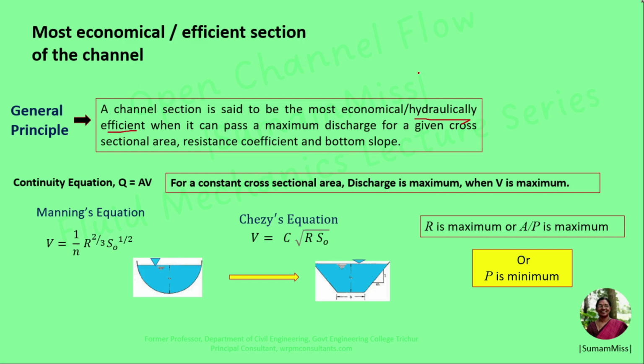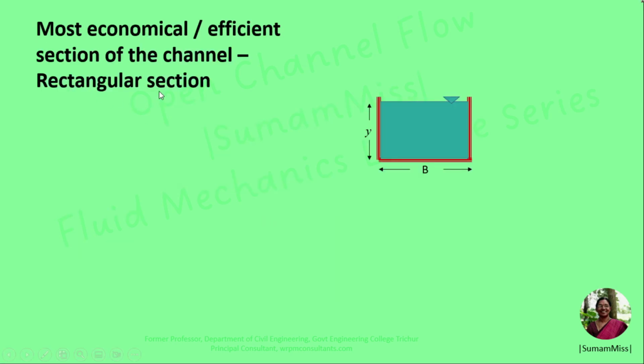Now let us discuss the most economical section of a rectangular section. A rectangular channel section is usually made in rocky soil where the faces of the rock can stand vertically. It is also employed in forms of cement and concrete. The figure shows a rectangular channel with bottom width B and flow depth Y. Area of the channel A equals B into Y, and perimeter P equals B plus 2Y.